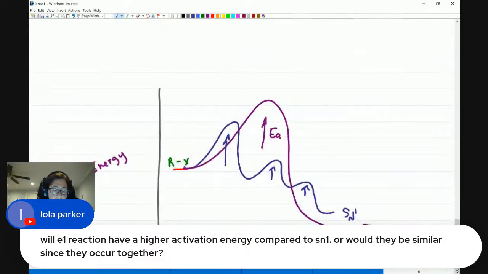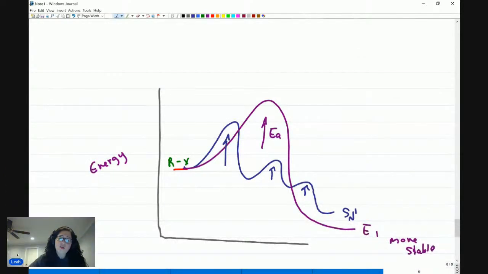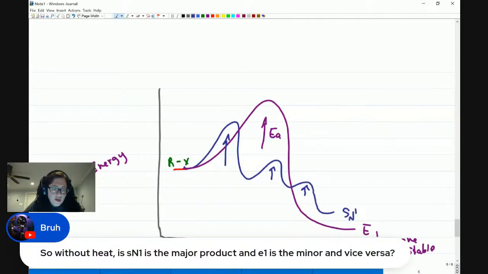Who asked the question? Lola, does that make sense? And does that answer your question? So without heat, is SN1 the major product? No. They can both happen, but if you put heat into the system, then a lot more will go the elimination route.